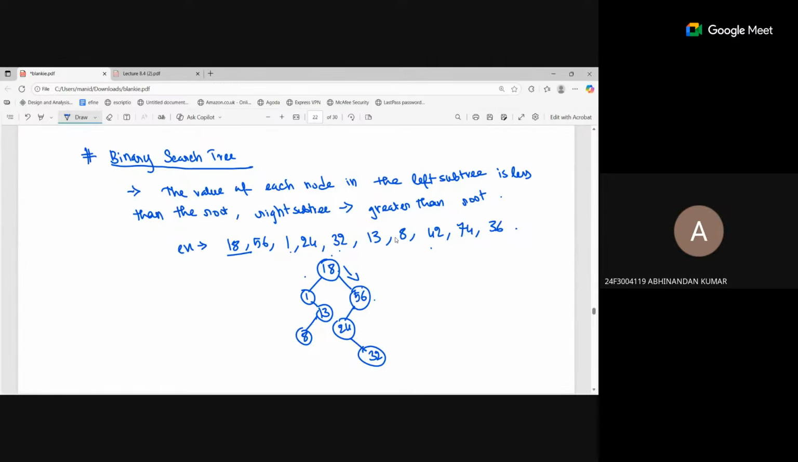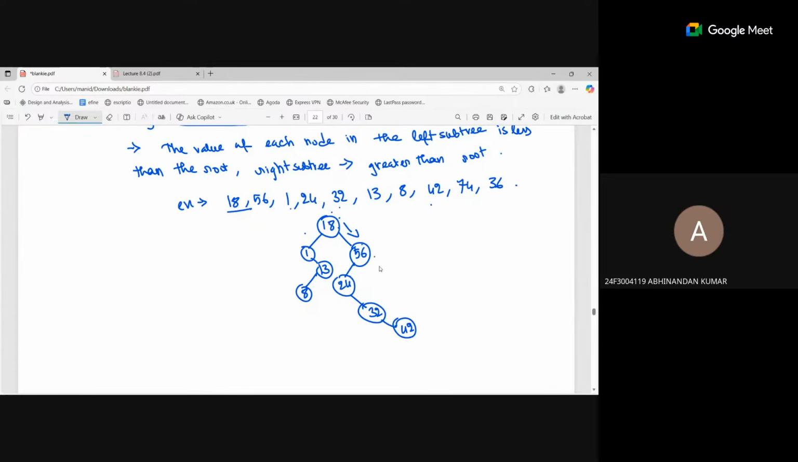Right of 32. Let's see. So 42 is greater than 18, less than 56, greater than 24, greater than 32. So here we'll have 42. 74: right of 56. Greater than 18, greater than 56. And last, 36: left of 42. Greater than 18, less than 56, greater than 24, greater than 32, less than 42.